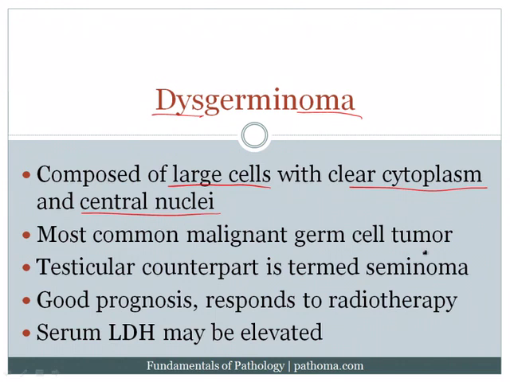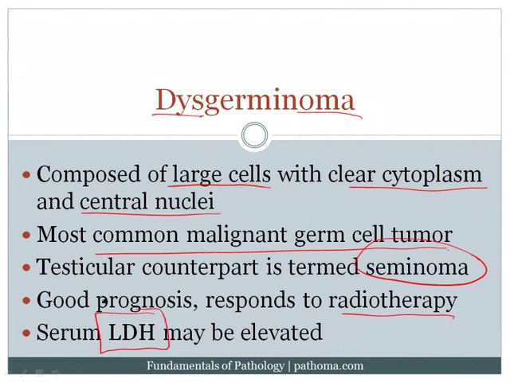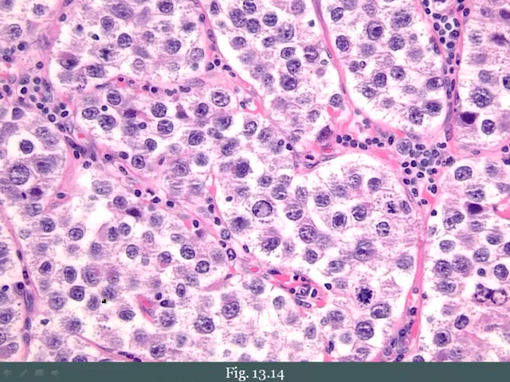Now, this is the most common malignant germ cell tumor. Remember that the most common benign germ cell tumor and the most common germ cell tumor overall is a cystic teratoma. So this is the most common malignant germ cell tumor. When we have this tumor in the testicle, it's called a seminoma. When we do testicular tumors, we'll talk about seminoma in more detail. This tumor has good prognosis, or it responds well to radiotherapy, and one of the tumor markers that can be increased with a dysgerminoma is LDH. So that may be seen in the serum. This is what the tumor looks like. You have these nests of cells, but the nests are all sort of composed of these round cells. And so this is the classic feature of a dysgerminoma.